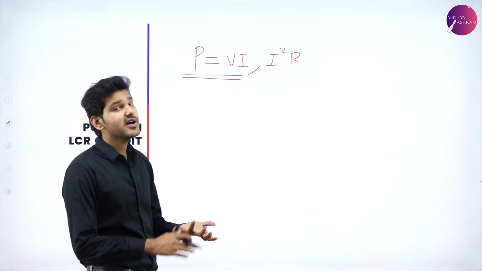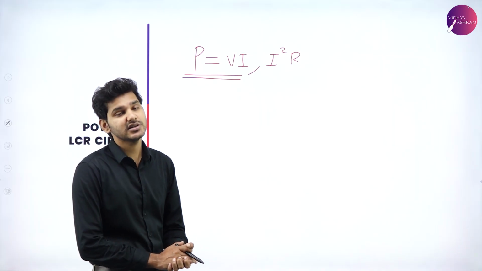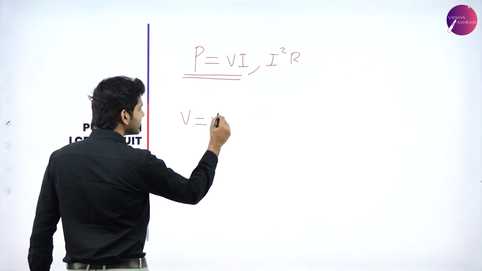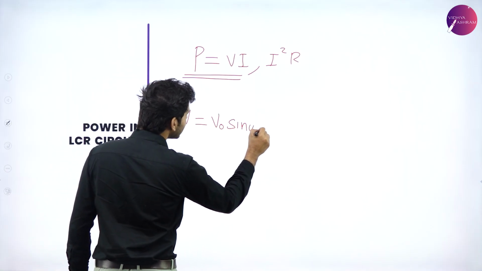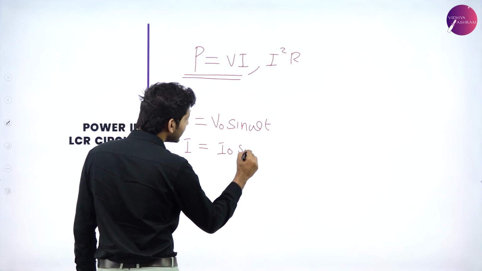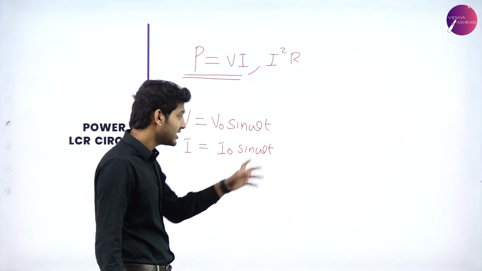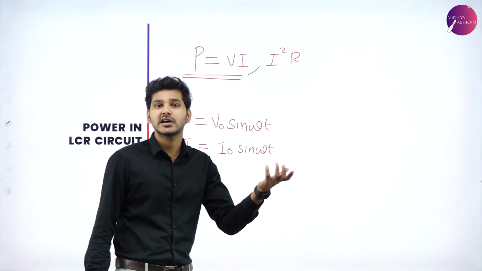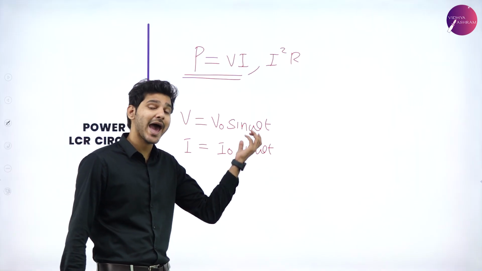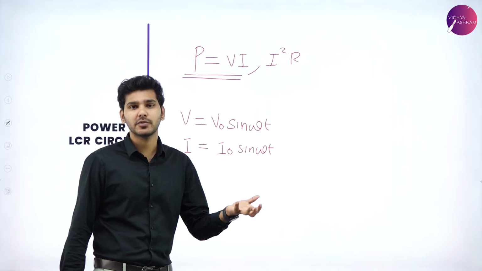We already have an equation for the wave function that voltage and current produce in a series LCR circuit. That is, V will be written as V naught sine omega t, and I will be written as I naught sine omega t. But this was the general representation. Since in an inductive circuit or a capacitive circuit, current seems to lag or lead the voltage, we'll have to account for that particular error.